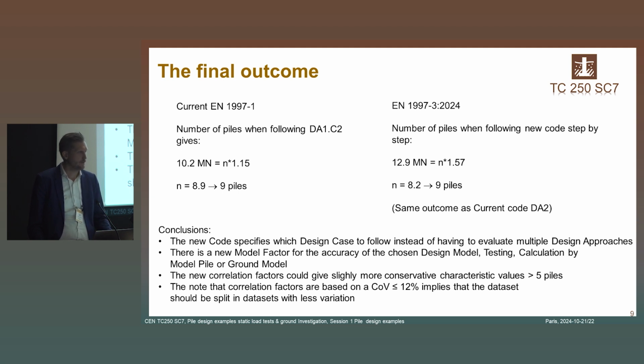And the new correlation factors which are proposed give slightly more conservative characteristic values for more than 5 piles. And the last thing, the note that the correlation factors are based on coefficient of variation implies that you should do something, at least think of it, when you have dispersed outcomes of your tests or tests that are not close by but at very large distances.